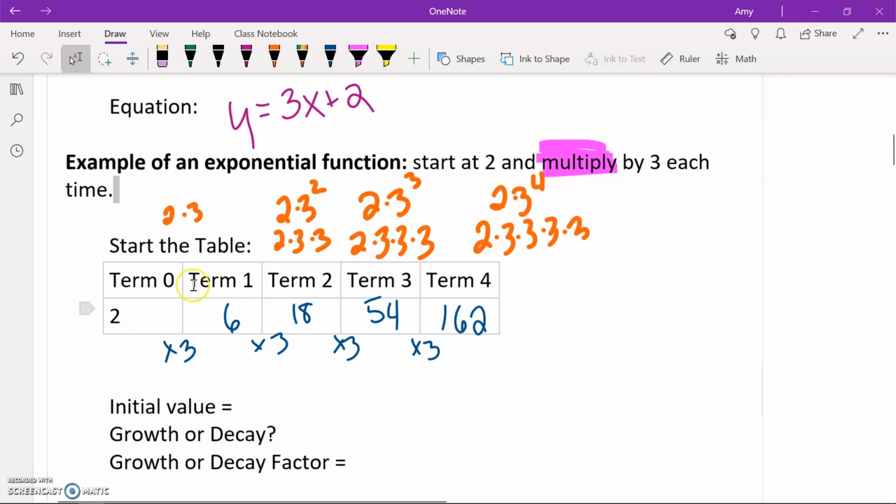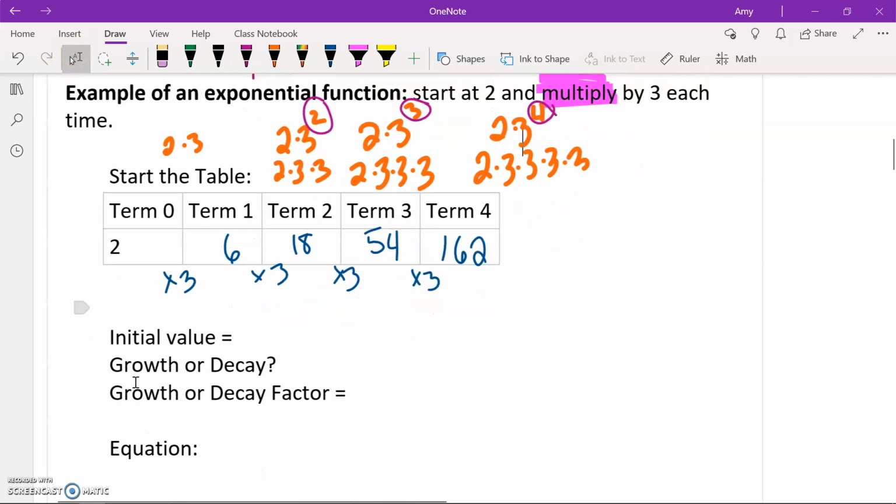So we call this an exponential function because the thing that's changing is actually the exponent. The exponent is what is changing. In an exponential function, you have an initial value, which is where you start. In this case, we started at 2.